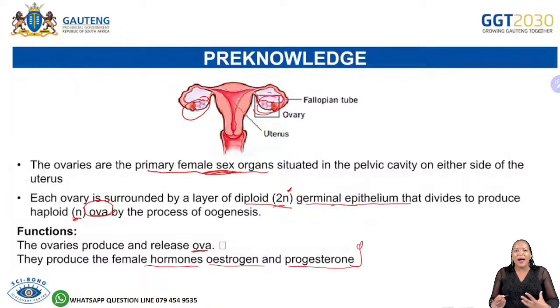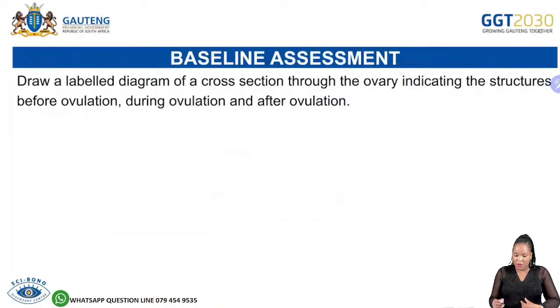So much detail is going to be looked into of how these ovaries are functioning. So let's go into our functioning, but before we do that, let's look deeper into our ovary. I would like you to draw a labelled diagram of a cross section through the ovary, indicating the structures before ovulation, during ovulation, and after ovulation.